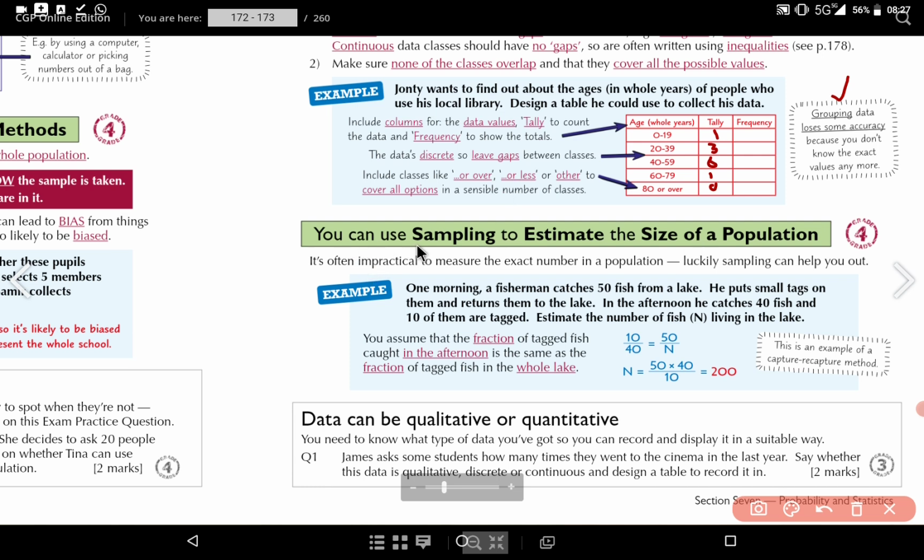Here it says you can use sampling to estimate the size of a population. It's often impractical to measure the exact number, okay? So you can use what we call sampling. One morning, a fisherman catches 50 fish from a lake. He puts small tags on them and returns them to the lake. In the afternoon, he catches 40 fish, and 10 of them are tagged. Estimate the number of fish living in the lake.